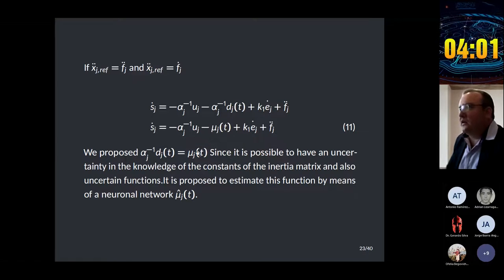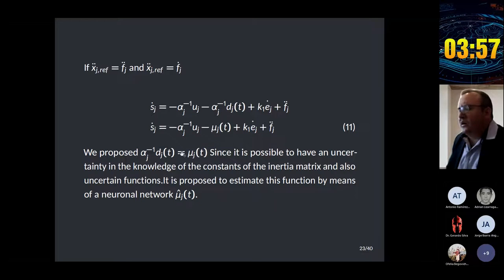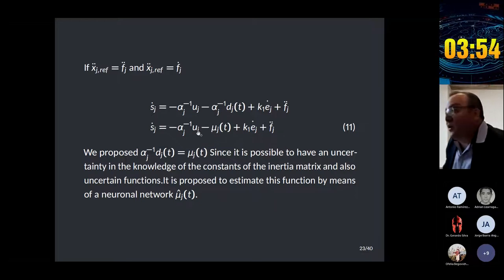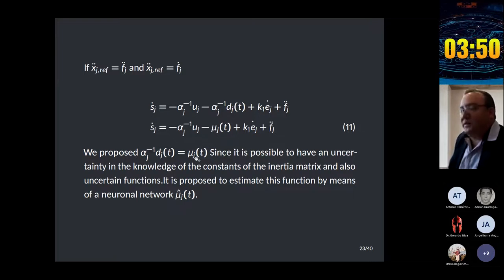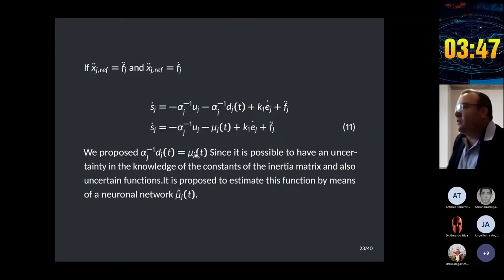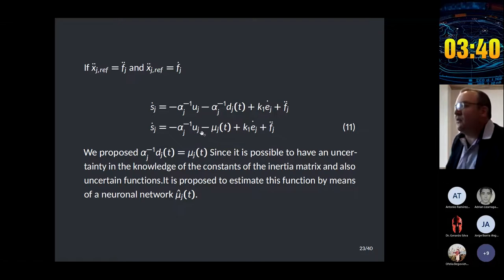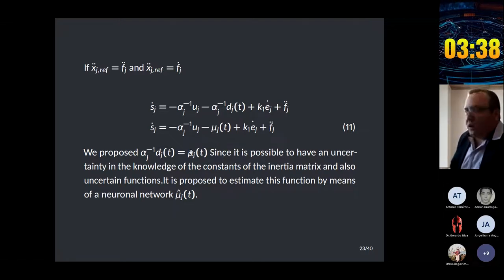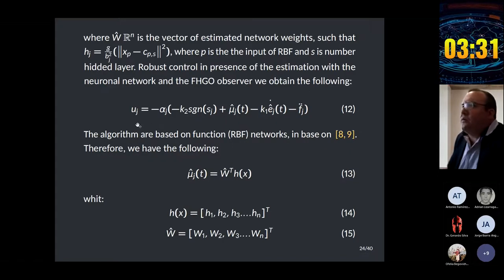In this term, we have the unknown system and the disturbance part of the wind and the uncertain system, etc. We use the neural network to estimate this. Therefore, we propose this control, this robust control.